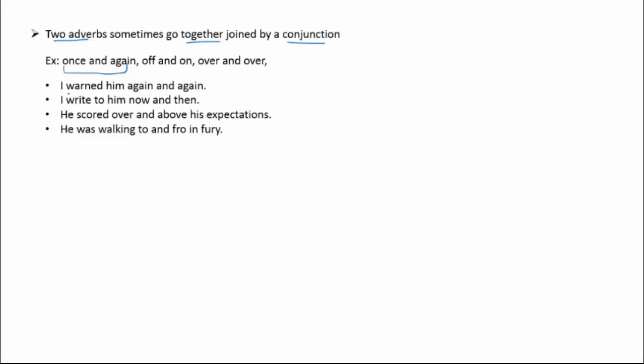Let's see some examples in sentences. I warned him again and again. I write to him now and then. Now and then means every now and then, very frequently. He scored over and above his expectations. That means very high. He was walking to and fro in fury. So these are when the adverbs are a combination of two or three words that are joined together.